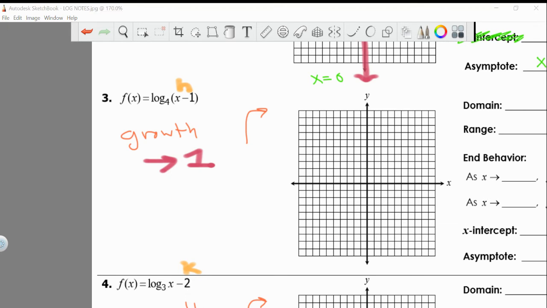I need to graph this, but I've been moved right 1. So my asymptote at 0 is not at 0 anymore. My asymptote needs to be moved to the right 1.